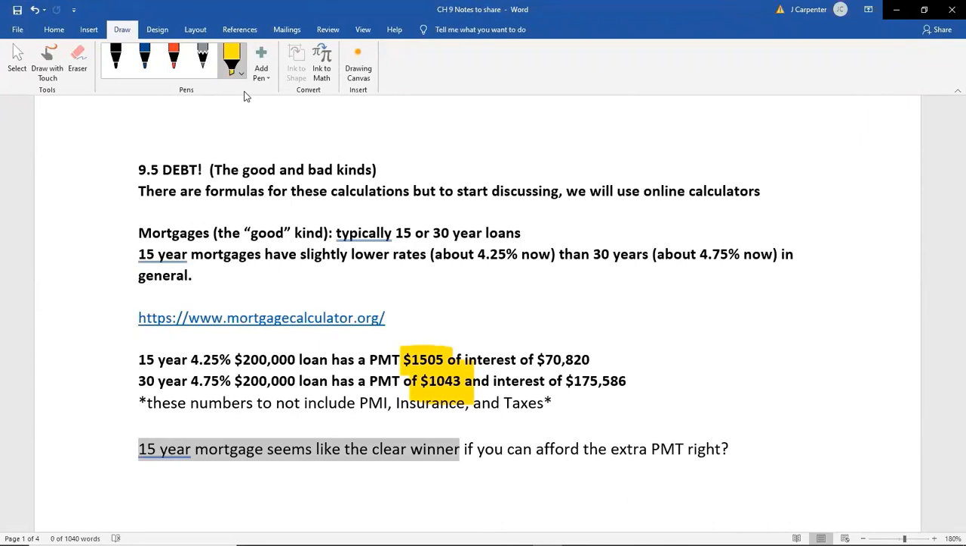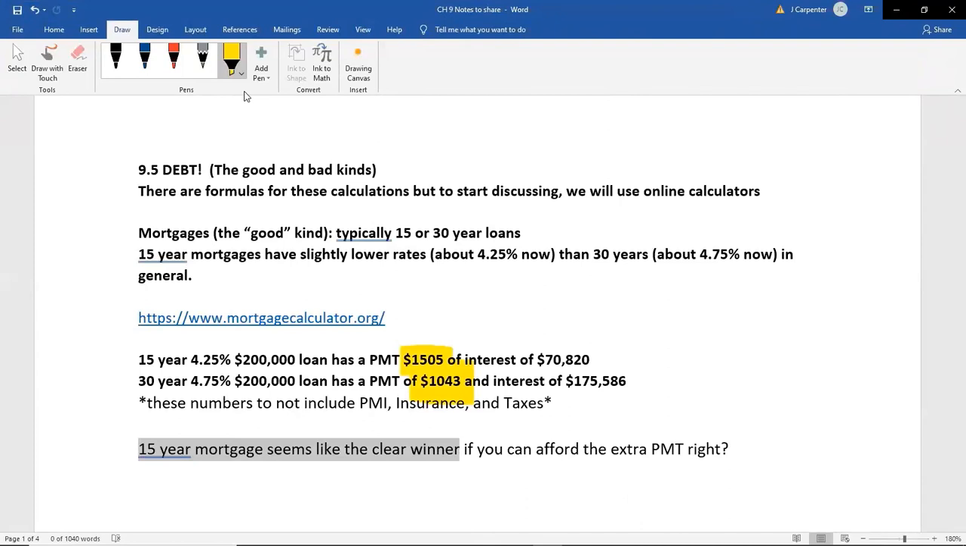But some Americans live a little more frugally. They don't spend nearly as much, or they just have higher paying jobs and they don't have 4 kids and medical problems and yada, yada, yada. Lucky those people, right? So they go, well, you know what? I can actually afford the $1,505 a month plus PMI insurance and taxes. So I'm going to take that 15-year loan.